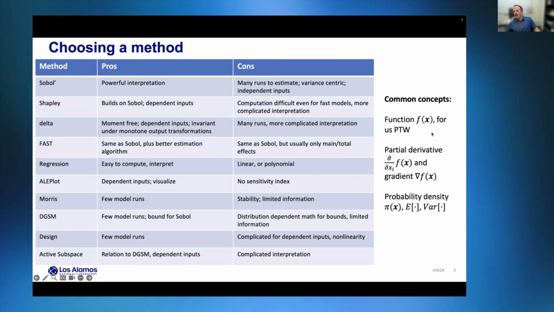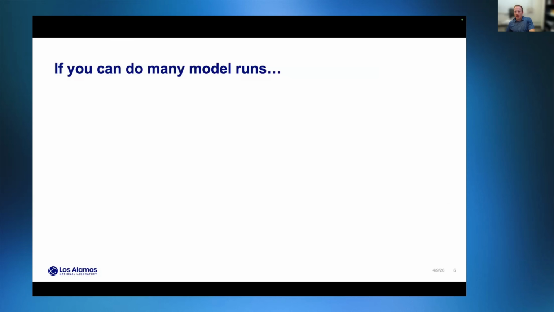Okay, so let's jump in. Let's say you can do as many model runs as you want, millions, billions of model evaluations of f of x at different x's. What could you do with that? I'm going to go through that scenario, then a more limited scenario, and then an extremely limited scenario, and how we'll approach each of those for learning whatever we can about what our model is sensitive to.